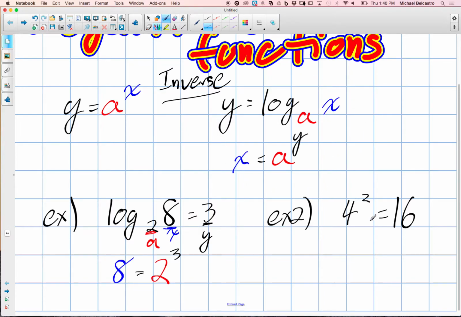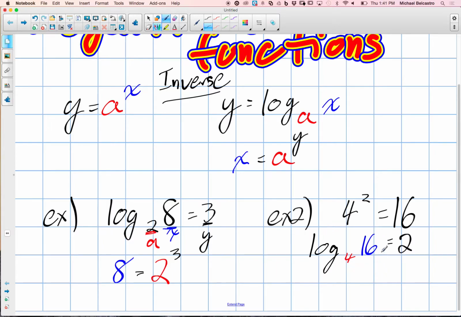Let's do the same thing with an exponential function instead. We're going to turn this into a logarithmic function. If I were to turn this into a log, I have log. Does anyone know what the subscript is going to be for the log? 4, that's right. We're going to have subscript 4. And what is our x value going to be here? 16. And what is it all equal to? 2. Great, it's all equal to 2.